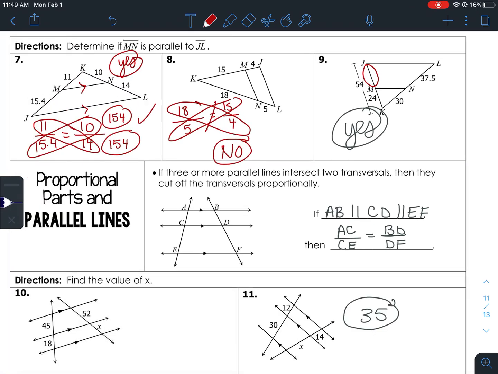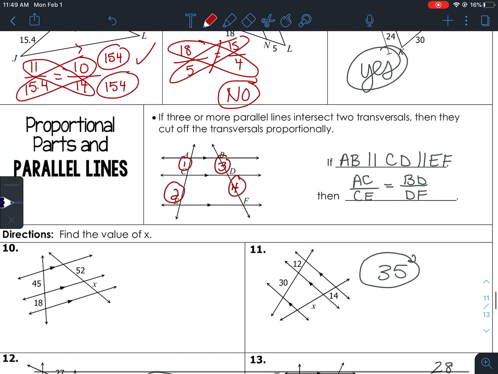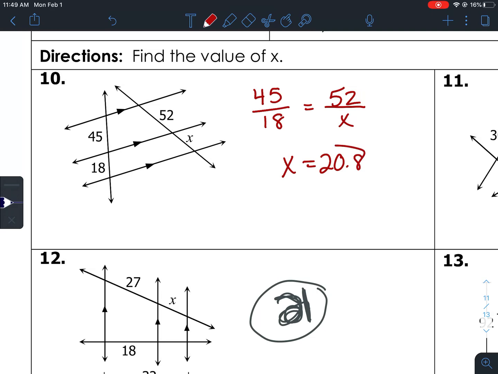Okay, parallel lines in parts, exact same thing as what we did, but this one is not a triangle. Now we've just got 3 lines cut by 2 transversals. But still the same idea. So 1 over 2 will equal 3 over 4. All right, so let's set up here number 10. So I'm going to do 45 over 18 equals 52 over x. Again, cross multiplying. When you cross multiply, you should get x equals 20.8.